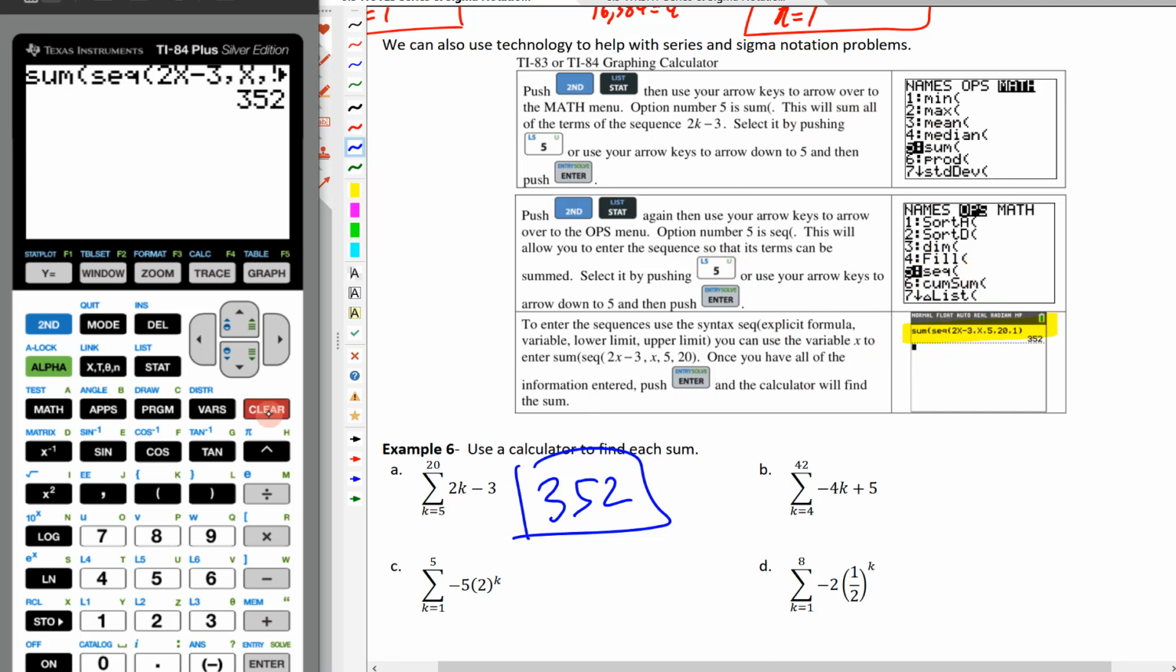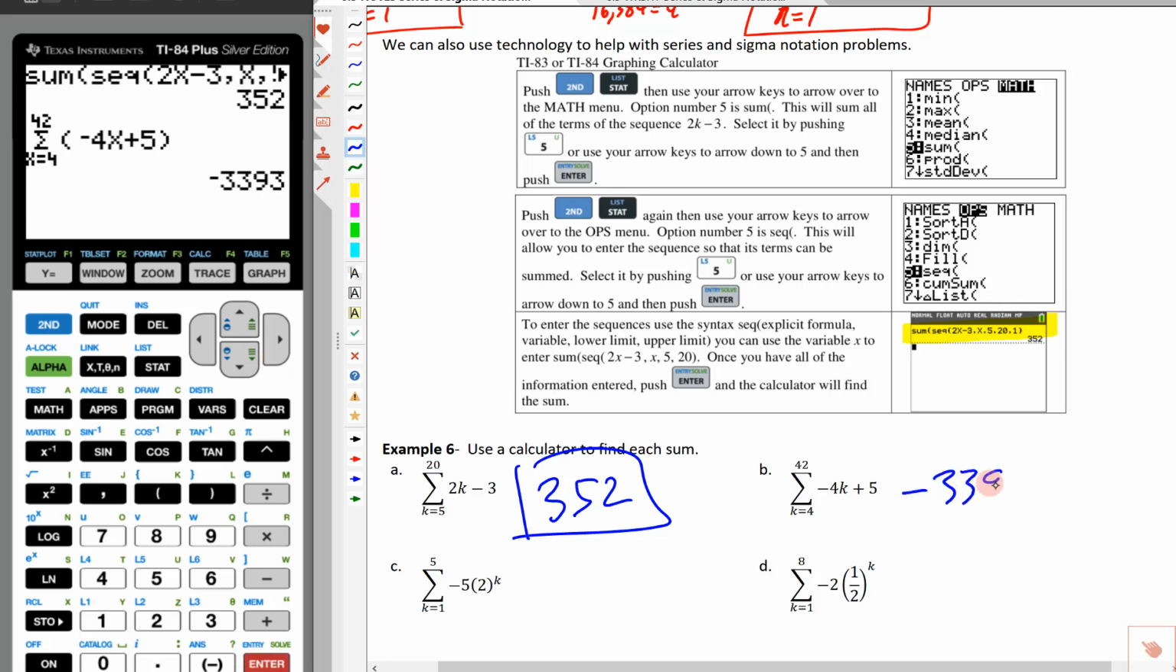Now, if you have one of these and you can hit math and 0, I'm going to put in an X because that's easy to do. I don't have to hit alpha. I'm going to put in a 4. I'm going to come up here. I'm going to put in a 42. And then we're going to do negative 4x plus 5. Hop over here. And I do like this. I tell my basic students, make sure that whatever is on your screen matches what's on your paper. And then you don't have to make any mistakes or wonder where your mistake is. We hit enter and we get negative 3393.